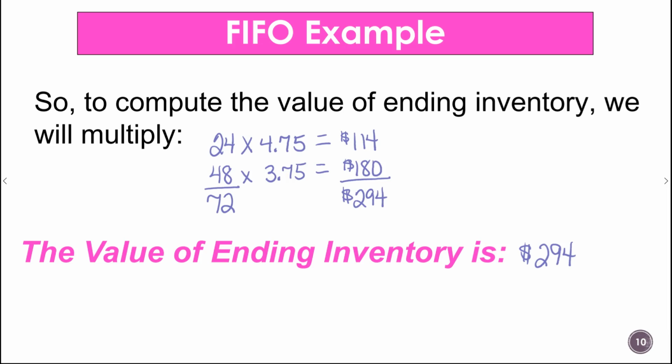You will notice that with each method, if we're using the same number of hammers in the same inventory, our ending inventory is going to be fairly close in value. There won't be a huge difference.